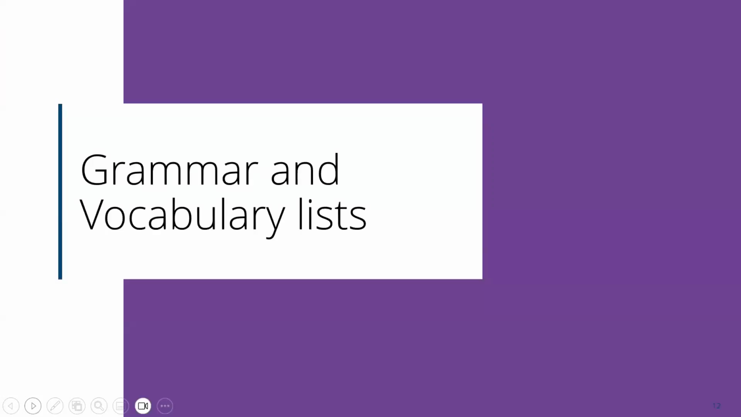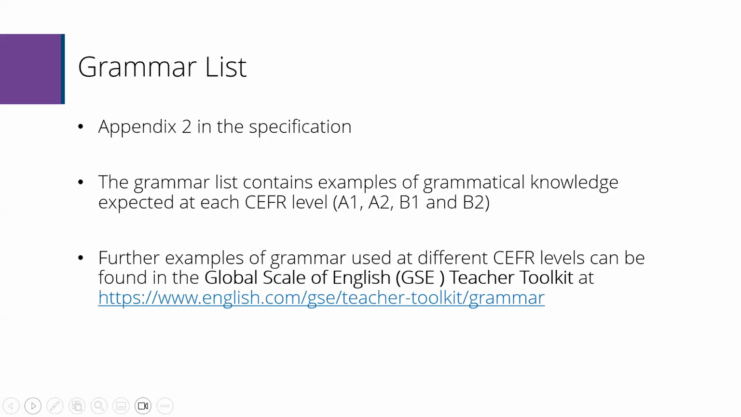Okay, now I'm going to say a few things to you about the grammar and vocabulary lists. So we're going to talk a little bit about those. In Appendix 2 of the specification, you'll find a grammar list. And the grammar list contains examples of grammatical knowledge expected at each of the CEFR, the Common European Framework levels A1, A2 and B1, B2. So that's the level, if you're familiar with that framework, that you're aiming for with this qualification. Okay, so this is English as a second language. It's not a first language qualification, but we are looking at up to about B2 level.